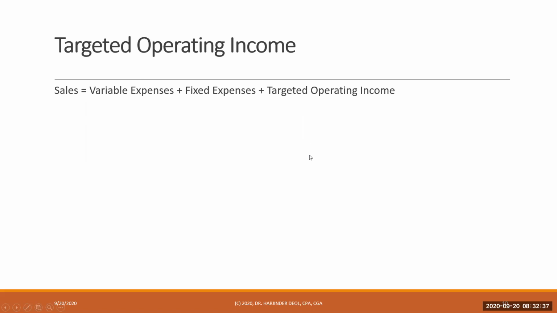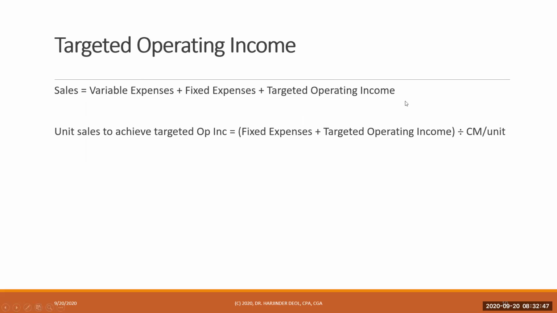So often you'll be asked in questions, how many units must be sold to achieve a specific targeted operating income? The calculation there is you want to add the fixed costs to the targeted operating income and divide the sum by contribution margin per unit.